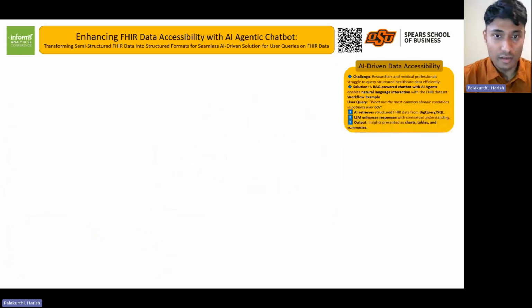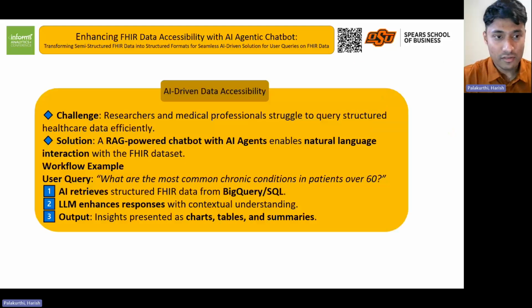So again, AI-driven data accessibility is the next step. Why are we doing it? Because researchers and medical professionals struggle to understand the structured query language. So to help them, we are building an efficient system.